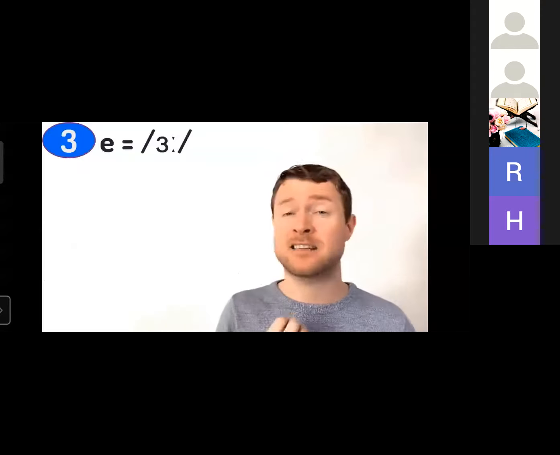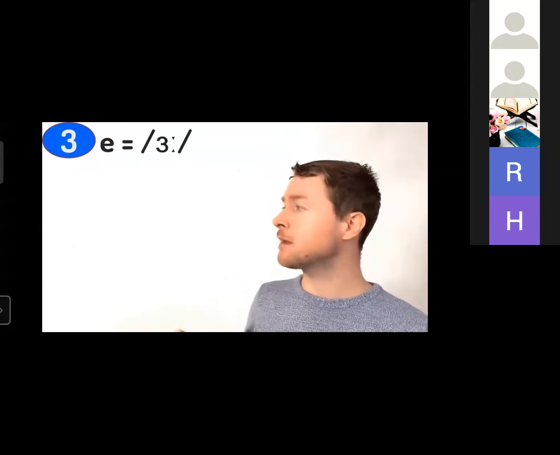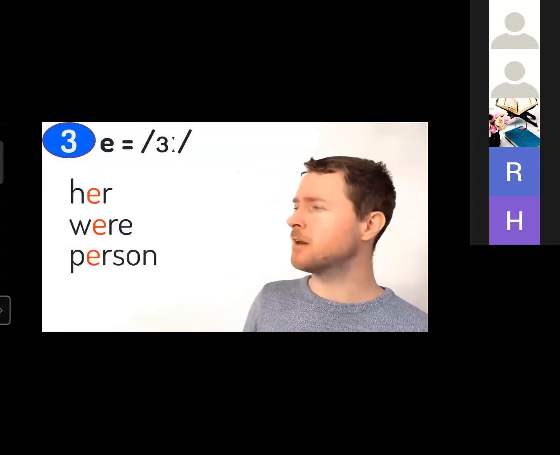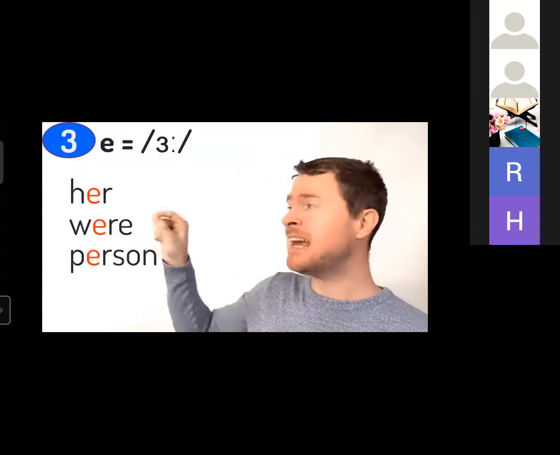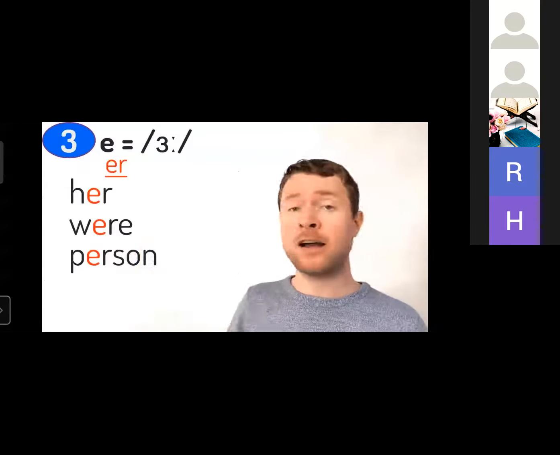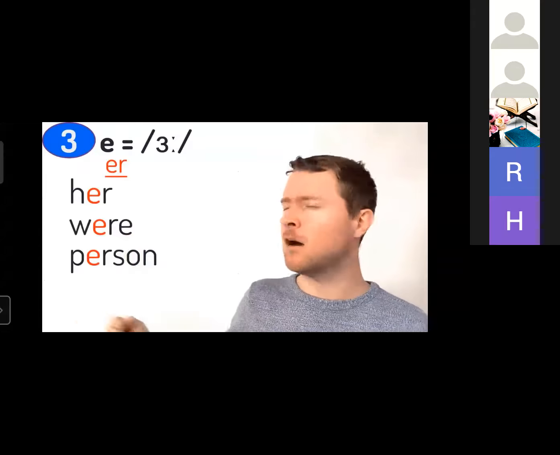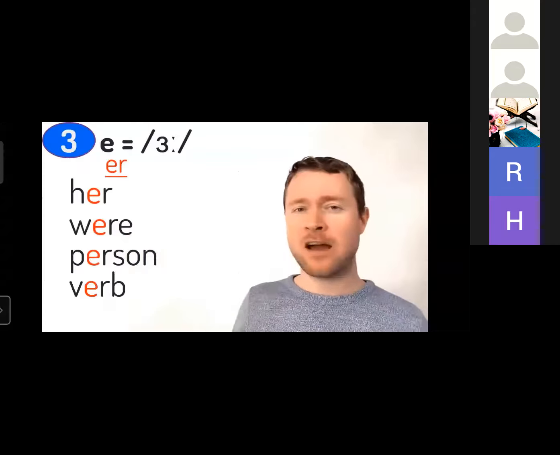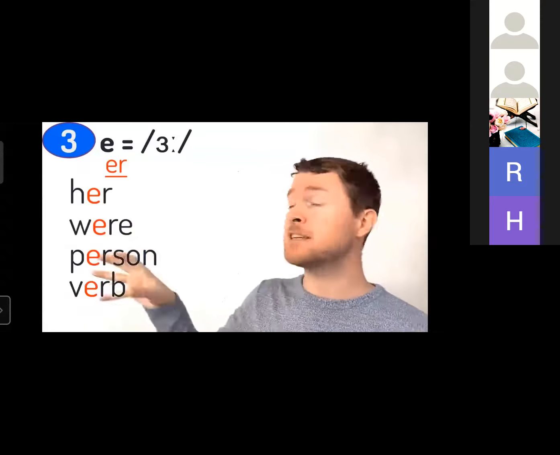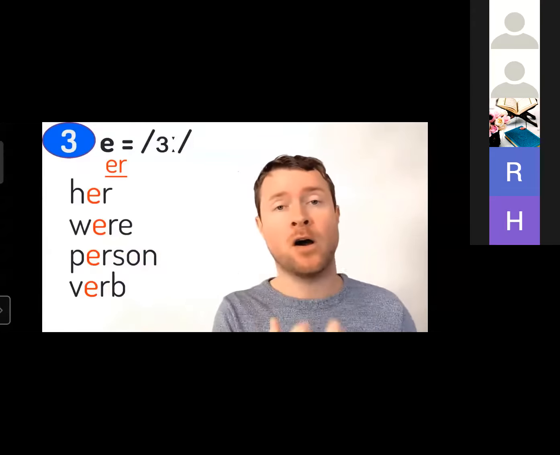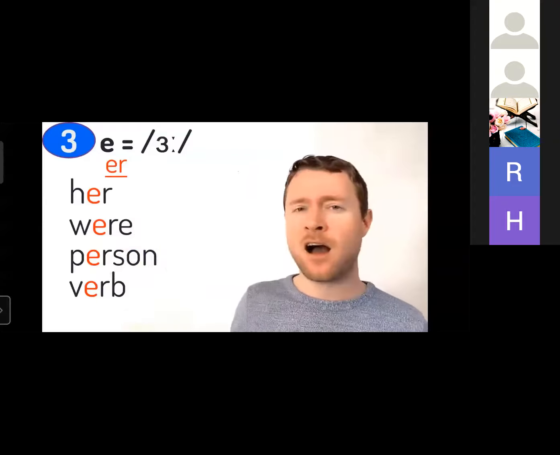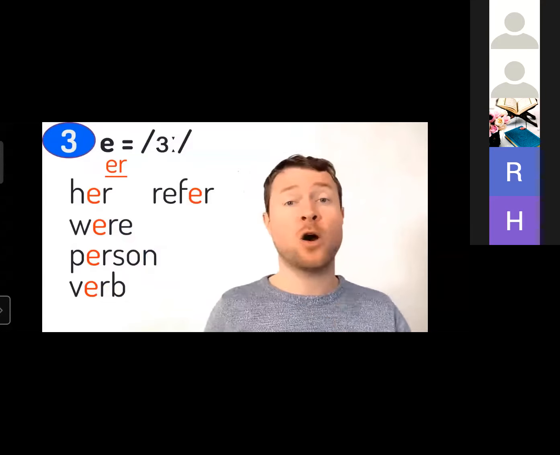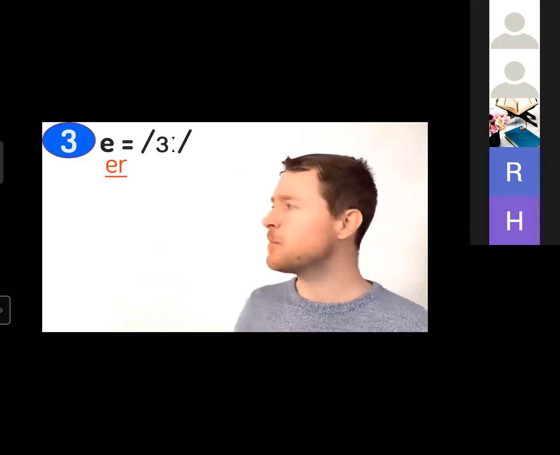We pronounce the letter E this way in really common words like her and were and person. You'll notice that E and R together, in her or were or person or even verb, usually means that it is pronounced this way. So if you see a word with ER, like refer, you know how it's pronounced.